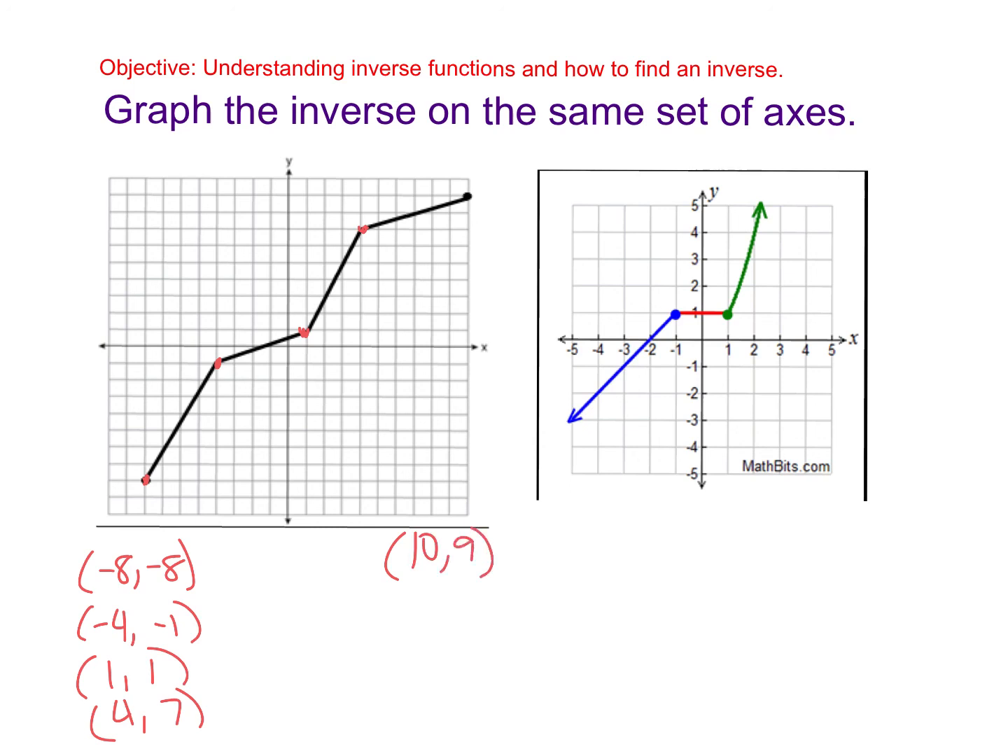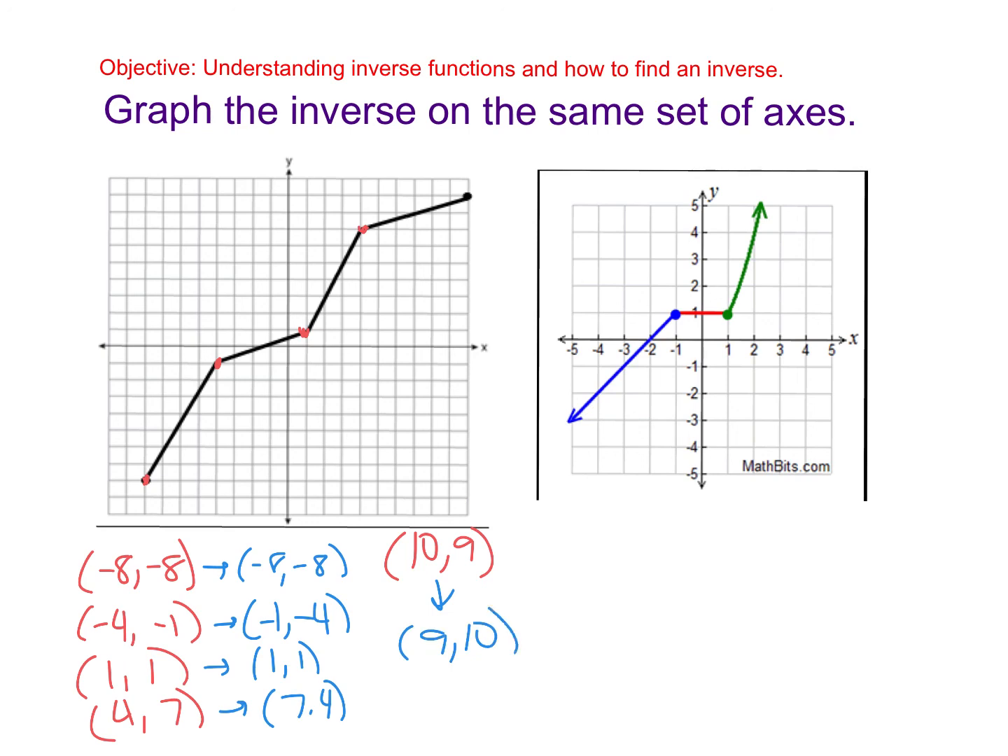All right. So now the inverse of -8, -8 is just -8, -8. So that's nice and easy. The inverse is -1, -4. 1, 1 stays the same. 7, 4. And 9, 10. All right, so plot those points and connect the dots.